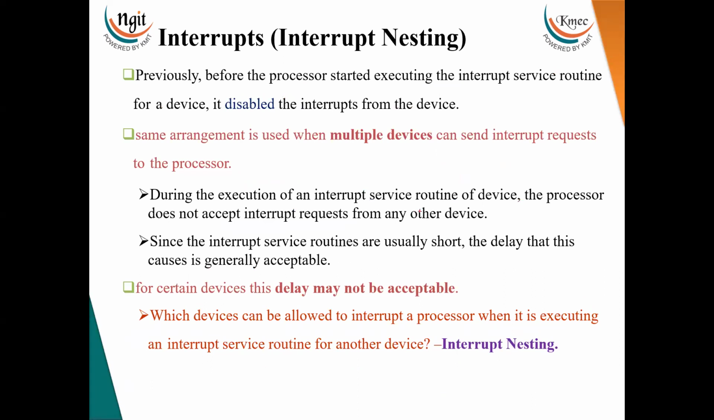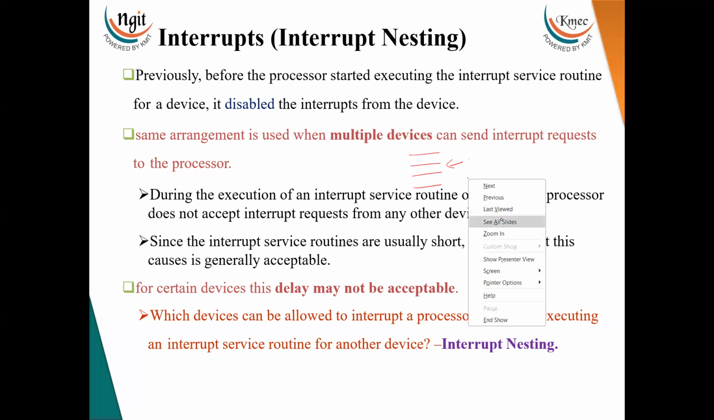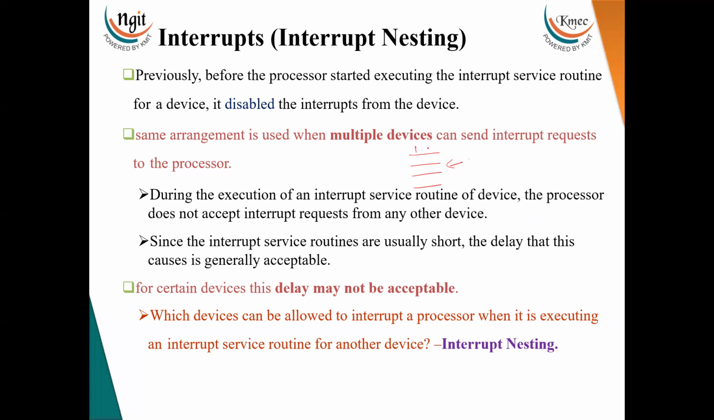Now, interrupt nesting. If a microprocessor is executing one ISR and in between another device sends an interrupt signal, does the microprocessor accept it or not? In the previous topic, enabling and disabling, we saw that whenever the microprocessor is executing an ISR, it disables the interrupt. Thereby, if any IO devices send a request, the microprocessor will not accept it. Why? Because the execution time of the ISR is very small, and this is considerable time for the devices.